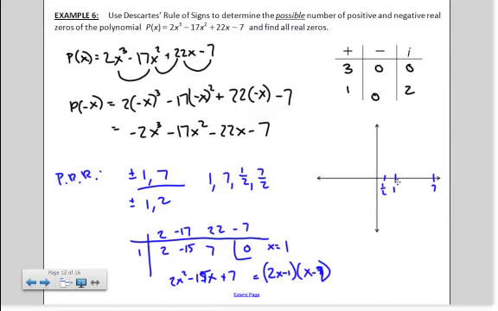And what do we know about this? A is positive, and degree is 3. So this is a low to high shape. And my y-intercept is 0, negative 7. And so our shape looks something like this.